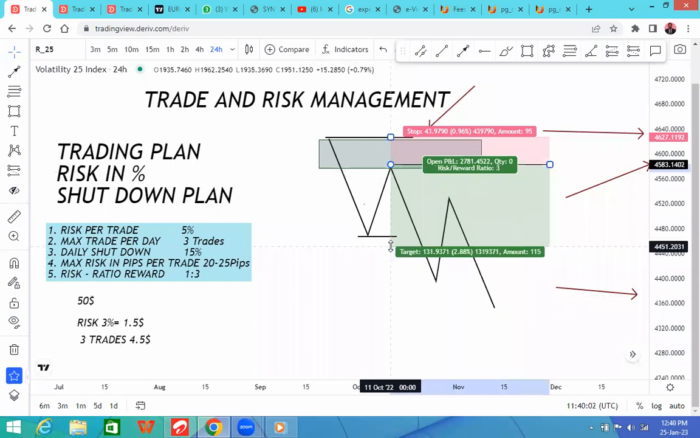Okay, this 3 around this place. Good. This is 3. You can see it. 3 is the risk to reward ratio. So what you are risking here, let's say you are risking $10 here.